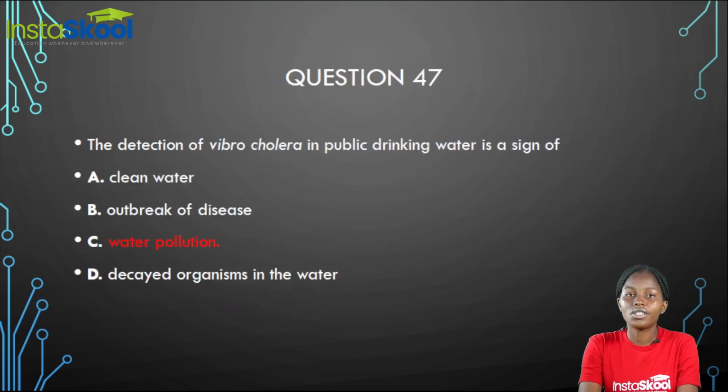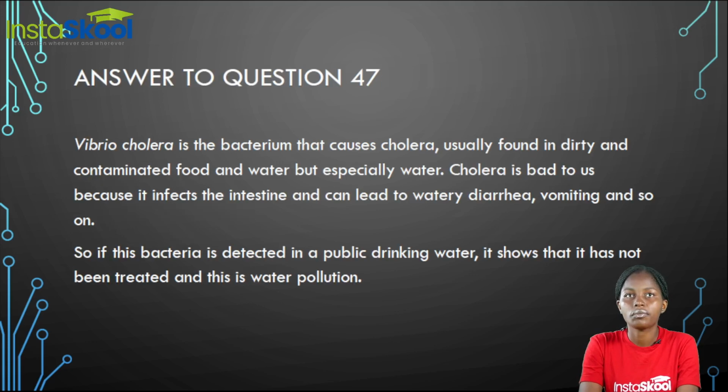We now move on to question 47. The detection of Vibrio cholerae in public drinking water is a sign of dash. Vibrio cholerae is a bacteria. It can cause cholera. This bacteria is usually found in dirty and contaminated food and water, but especially in dirty and contaminated water.